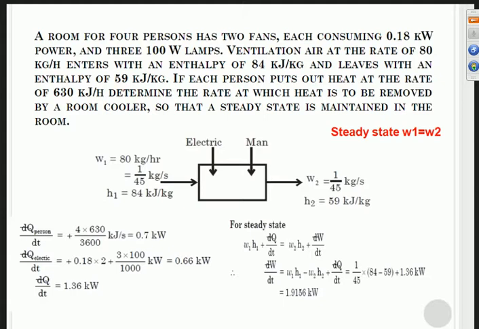W1 is nothing but the air flow rate, 80 kg per hour, which can be converted into seconds. That is 1 by 45. W2 is equal to 1 by 45. That means we have maintained the steady state. Enthalpy is changing from H1 to H2.